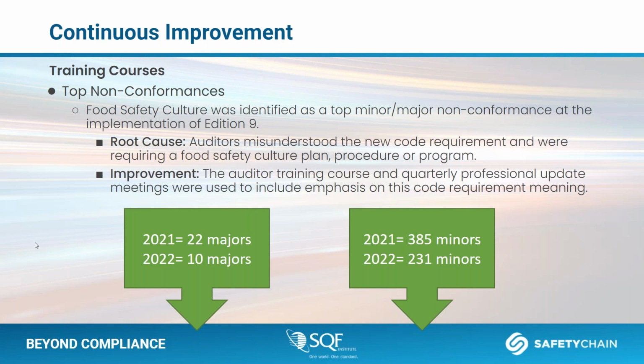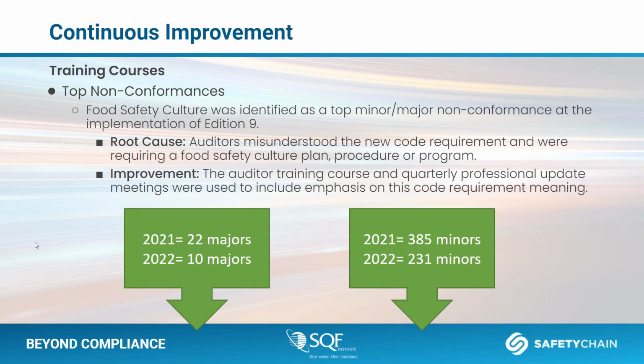And if you really look at the code and read it, none of those things are required. You don't have to put the words food safety culture in your policy statement. You don't have to have a food safety culture procedure. What the code says is that senior leadership at your site will support food safety culture. And then it gives some things that have to be in place.